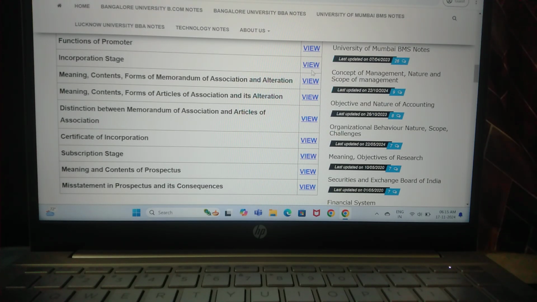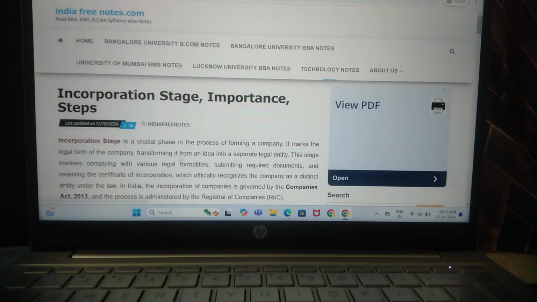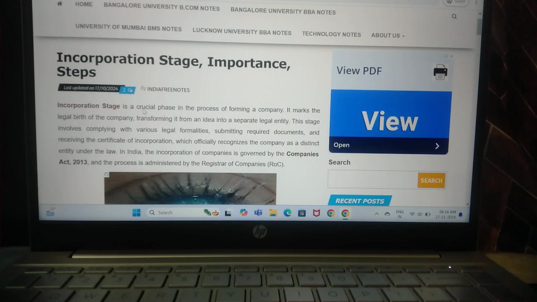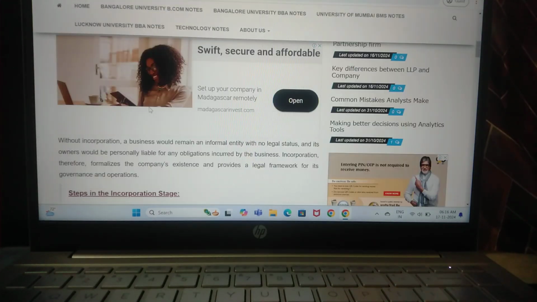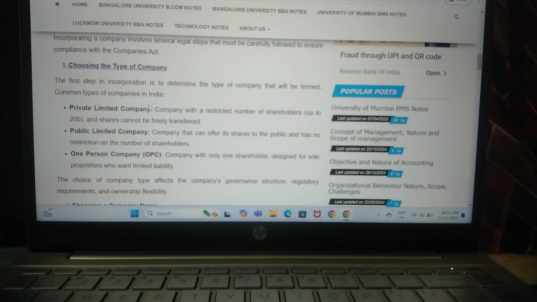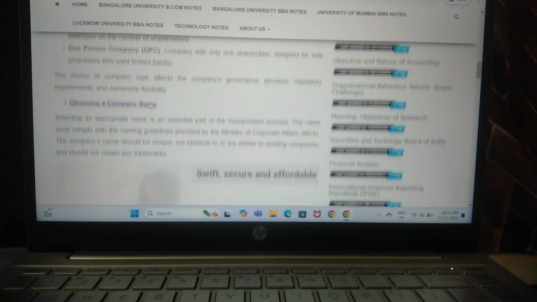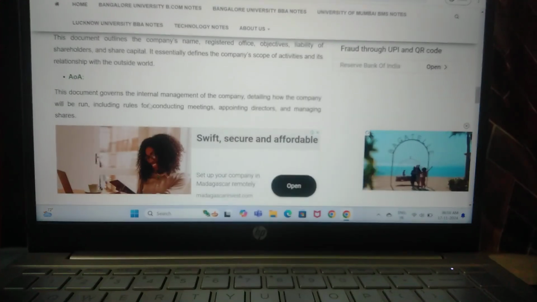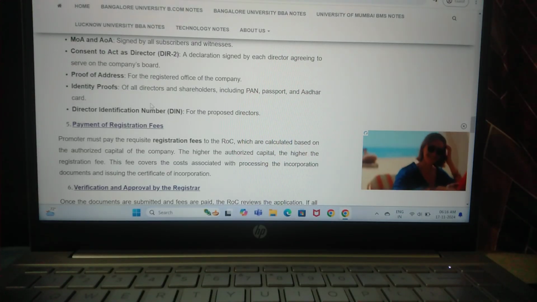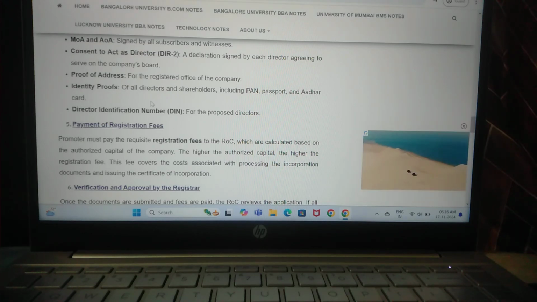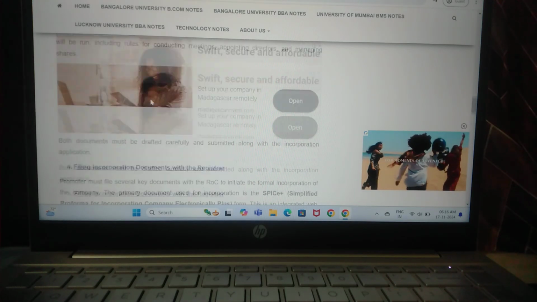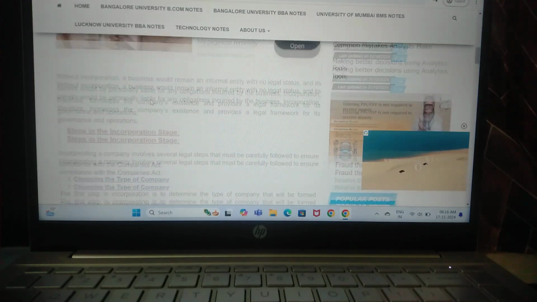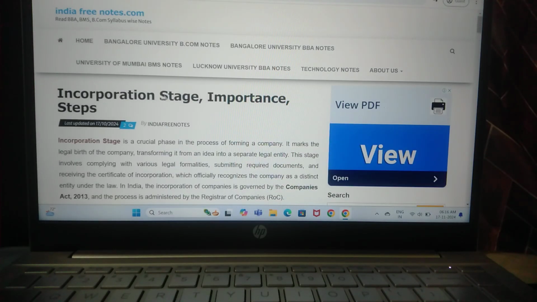Next one, incorporation stage, the second stage in the formation of a company. Here types of company you have to explain: MOA and AOA, memorandum of association, articles of association, meaning with clauses you have to study. Incorporation stage is nothing but the registration stage. Further, the documents are MOA and AOA, and some steps and clauses you have to study.